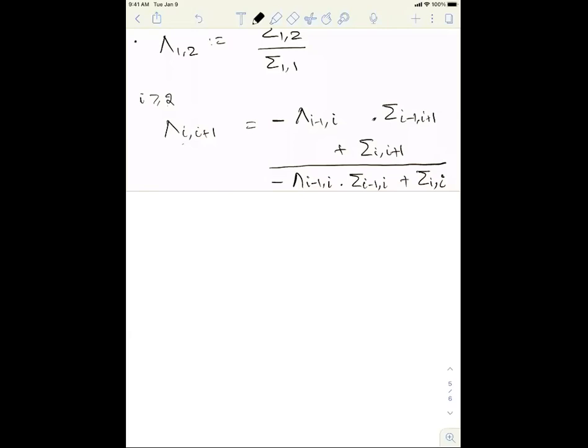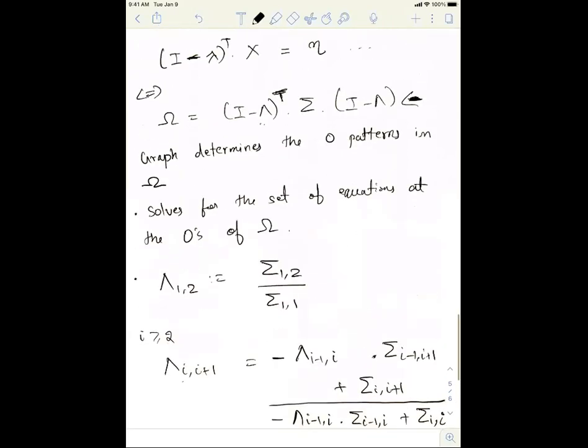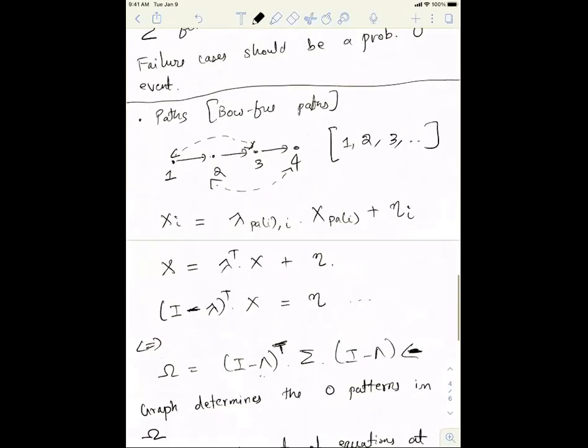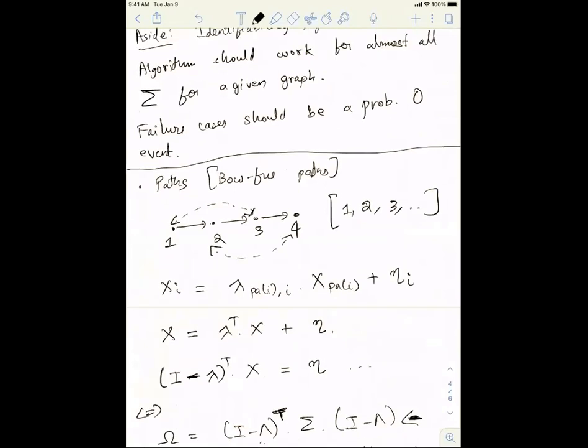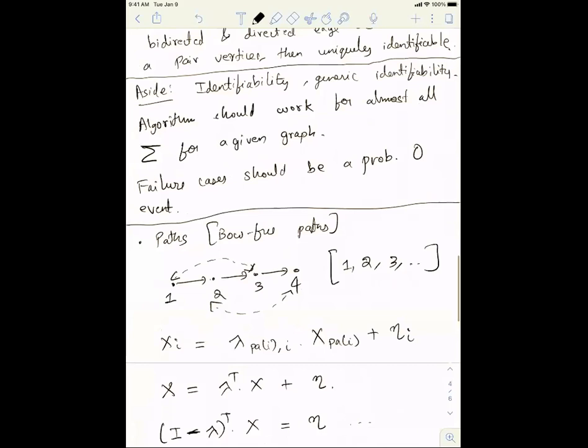Is there a general characterization of for which graphs it's identifiable? Yeah, the general characterization is what is called Beaufry. It's not just for paths, but for any graphs. As long as you don't have both directed and bidirected edges, you can use this algorithm. And whenever it's Beaufry, this algorithm works. It works generically, in the sense that whenever it's Beaufry, it works for almost all parameters of sigma.